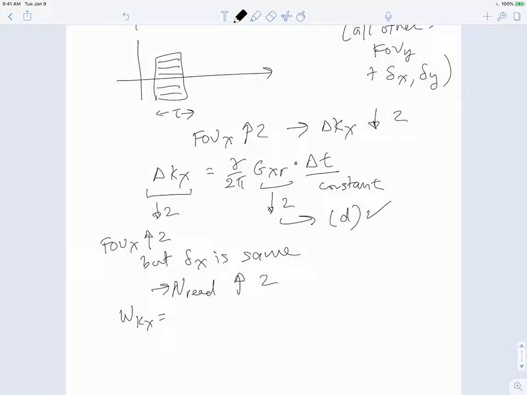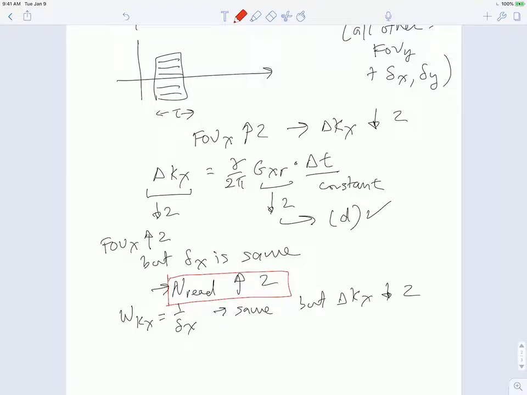WKX is equal to 1 over delta x, so that stays the same. But delta kx has gone down by a factor of 2. So this width in k-space has stayed the same, but the spacing has gone down by a factor of 2. Once again, you have double the number of samples. So whether you think about it in the image domain or the k-space domain, you're doubling the number of samples you need to get the data you want.